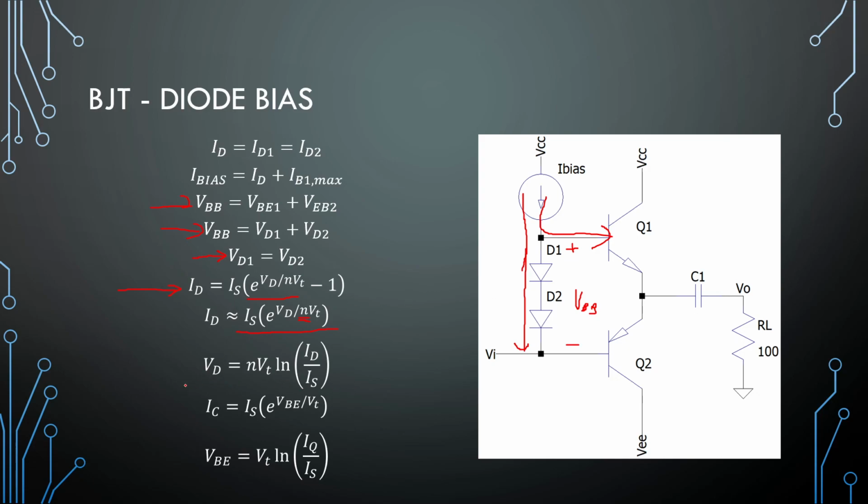So you need to calculate the diode on voltages for a specific current flowing through them. So you can calculate the current that you want or need to flow for a specific VD. And you can do the same for the transistors. IC is IS e to the VBE over VT right here, or rewritten in the format VBE is VT ln IQ over IS. So you design for a specific quiescent current.